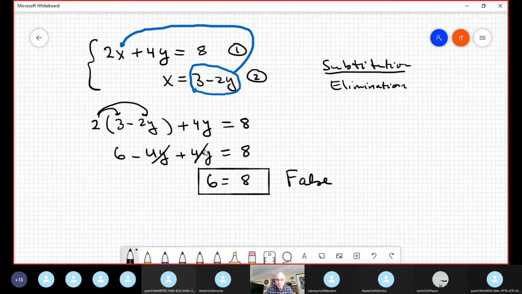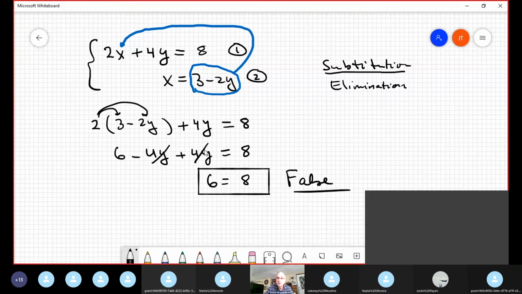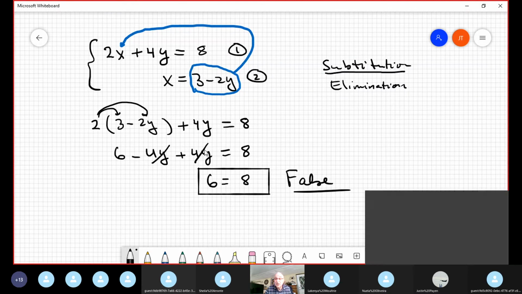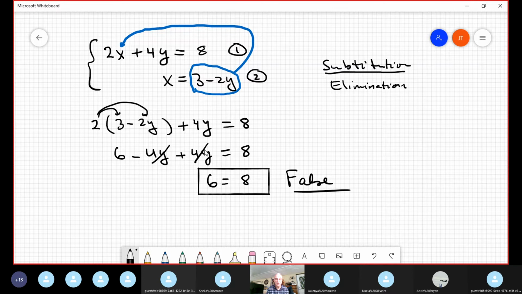So what is the interpretation? 6 is not equal to 8. Don't worry about the numbers, say 6 or 4, this is not important. This is totally irrelevant. The relevant part is the interpretation of the statement. This statement is false. This statement is a contradiction.